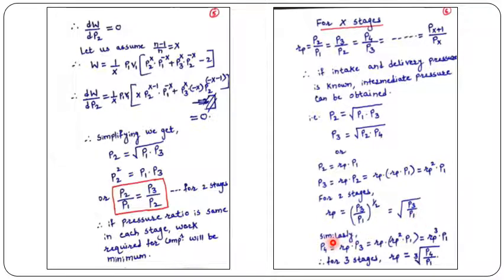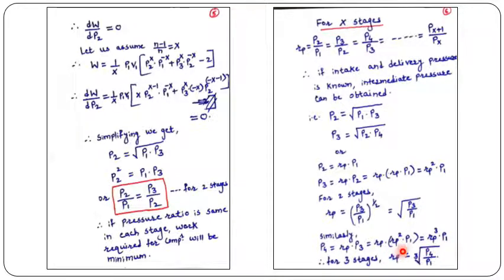Similarly, if I have 3 stages, then I have another pressure which is P4, the delivery pressure, as Rp into P3. Similarly, P5 will be Rp into P4. So, if I have P4 as Rp into P3, and P3 I have already written as Rp square into P1, I substitute that. So, it will be Rp cube into P1. So, Rp, if you have 3 stages, will be the cube root of the final pressure, that is delivery pressure P4, by the suction pressure of the first stage, that is P1.